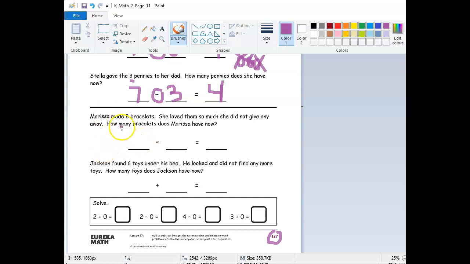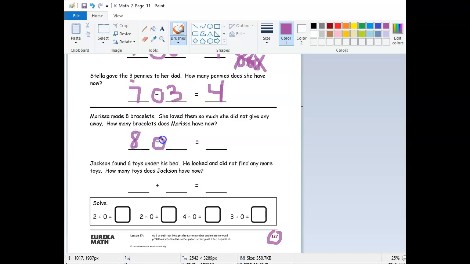The story says, Marissa made 8 bracelets. She loved them so much she did not give any away. So don't get fooled, she did not give any away. How many bracelets does Marissa have now? Actually, we'll do this one together. So she has 8 bracelets. That is our whole. Oh, I forgot to circle my sign.